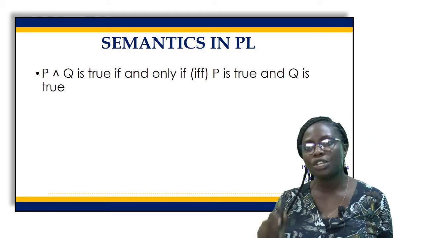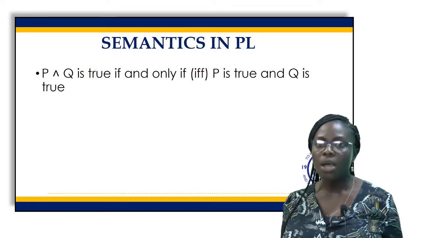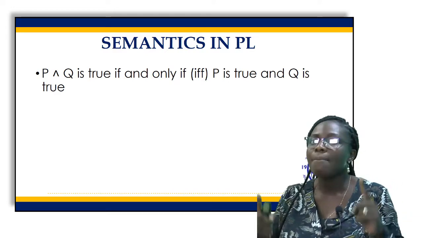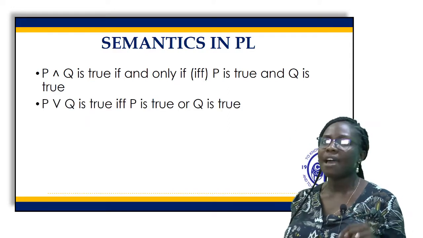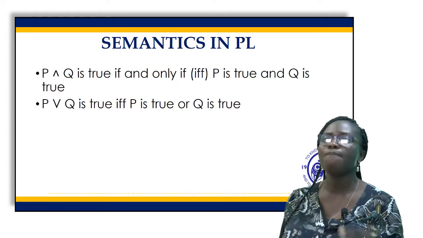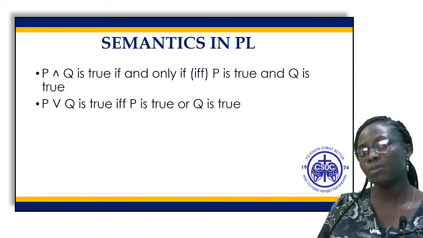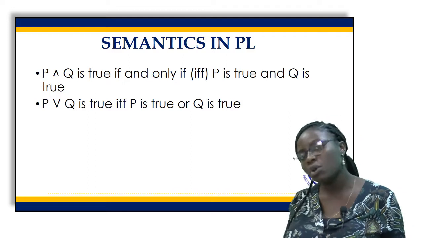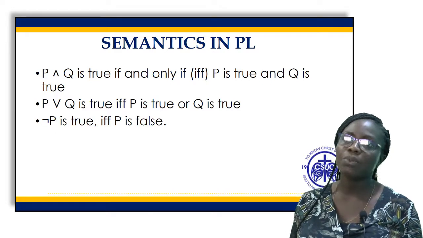Now we say that P and Q is true if and only if P is true and Q is true. So when you have two true sentences and you are doing a conjunction, the resulting statement will be true. Again, if you have P or Q, the resulting statement will be true if P is true or Q is true. Meaning that if P is false and Q is true, the result will be true. If P is true and Q is false, the result will also be true. So either one can be true and the resulting statement will be true.